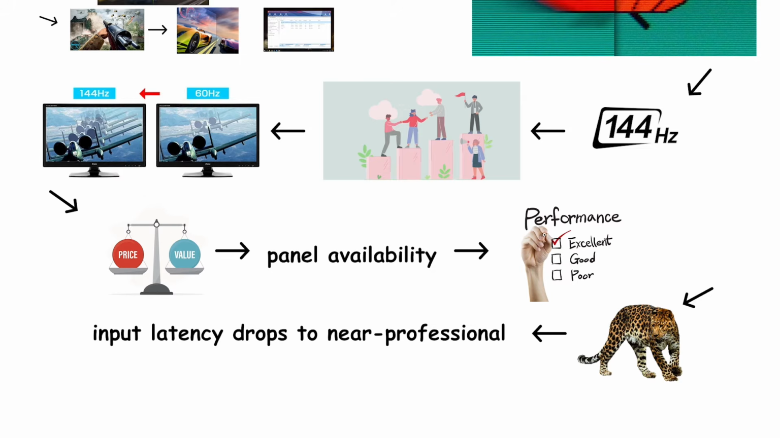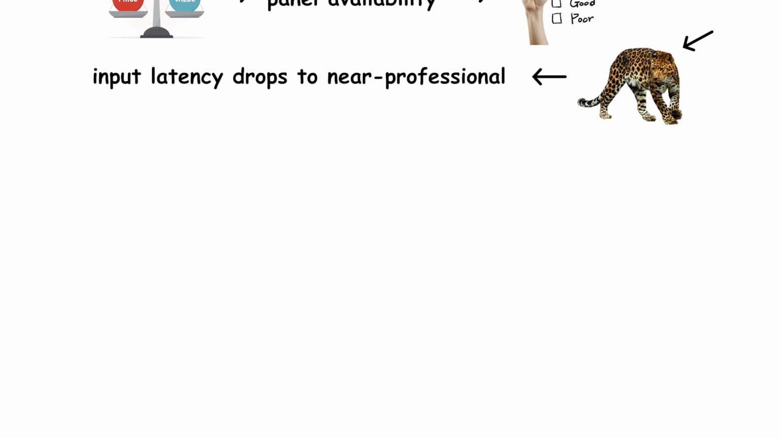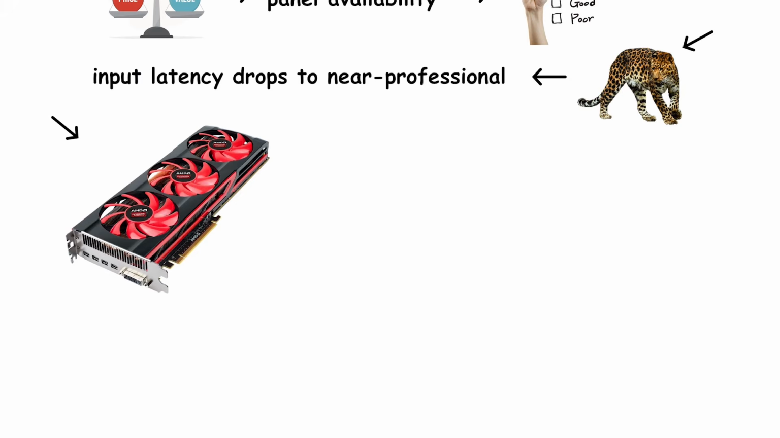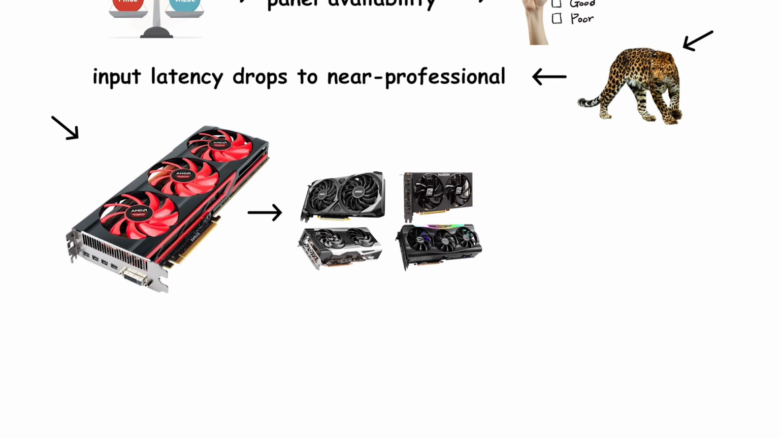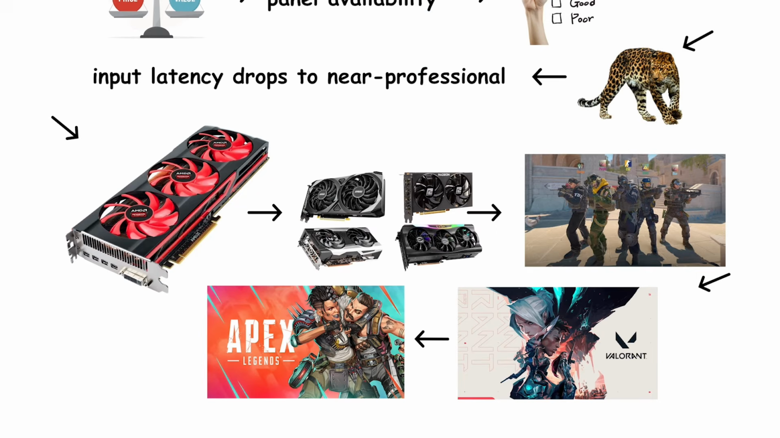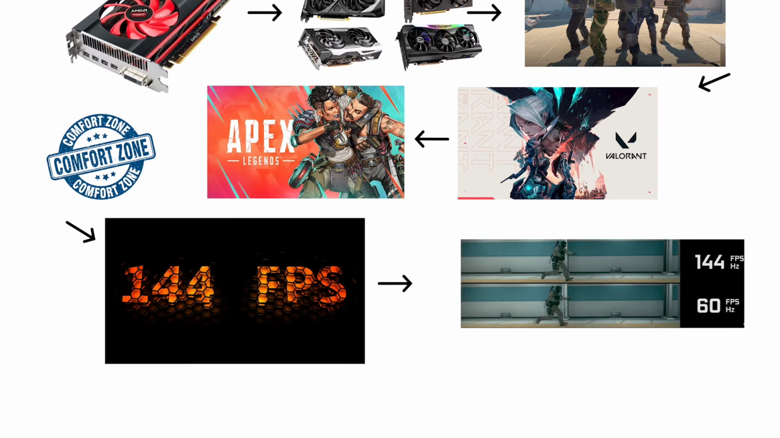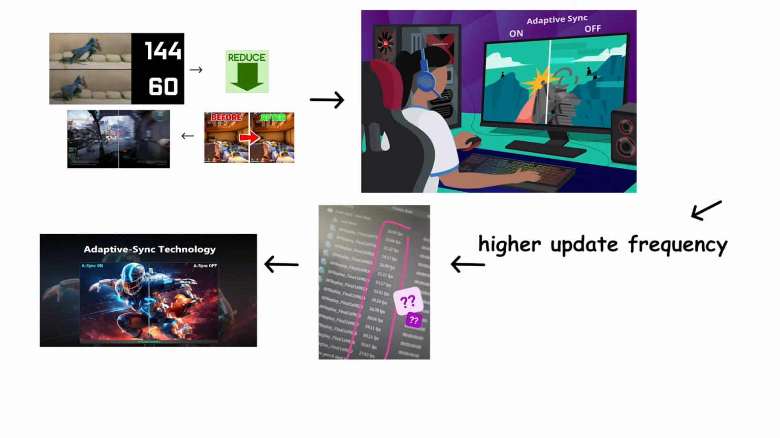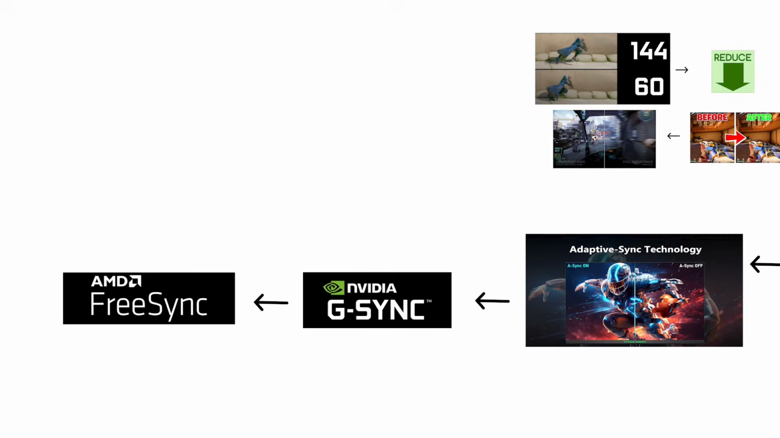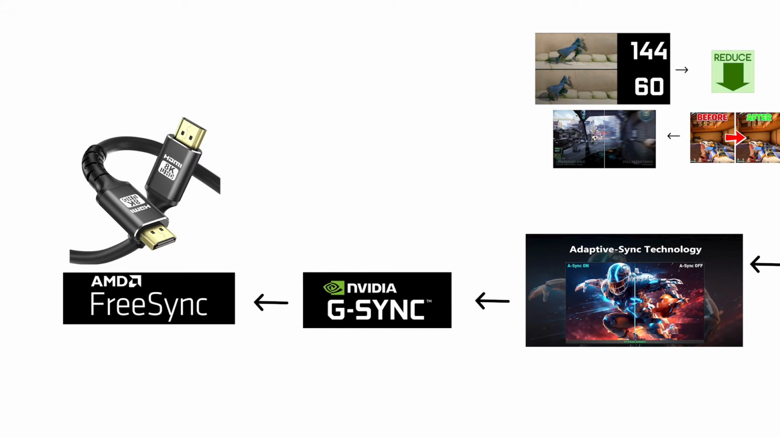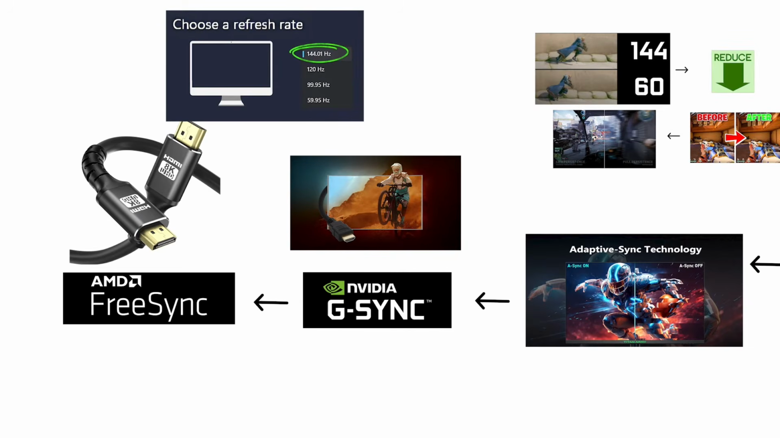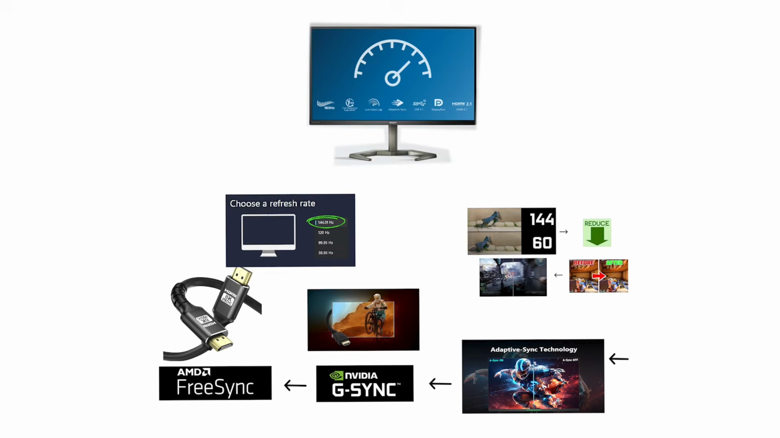It's fast enough that input latency drops to near professional levels, but not so extreme that only high-end graphics cards can keep up. Most mid-range GPUs can drive popular competitive games like Counter-Strike, Valorant, or Apex Legends comfortably above 144 frames per second, allowing you to actually use the extra refresh headroom. This refresh rate also drastically reduces screen tearing and judder even without adaptive sync, since the higher update frequency makes mismatched frames less noticeable. When paired with adaptive sync technologies, G-Sync, FreeSync, or HDMI VRR, the experience becomes almost perfectly smooth, as the monitor adjusts each refresh cycle to precisely match the frame being rendered.